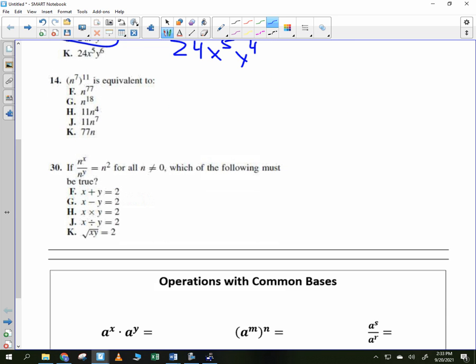n to the 7th to the 11th is like n to the 7th times n to the 7th times n to the 7th, and so on and so forth. You do that 11 times. So you could either add up 7 eleven times, or you could take 7 times 11. You get n to the 77th.